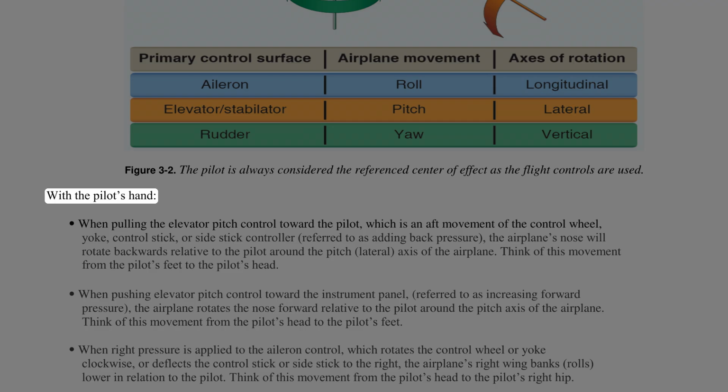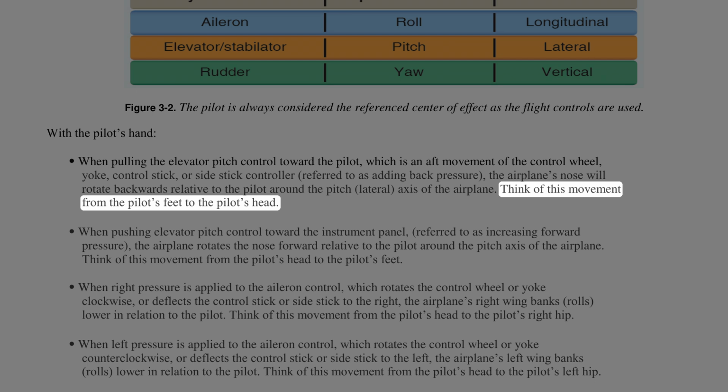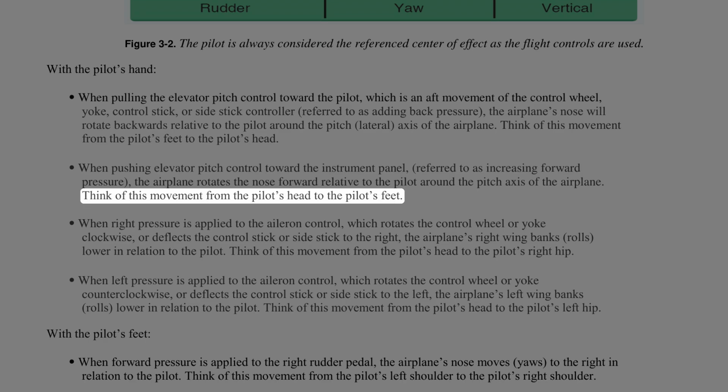With the pilot's hand, when pulling the elevator pitch control toward the pilot, which is an aft movement of the control wheel, yoke, control stick, or side stick controller, referred to as adding back pressure, the airplane's nose will rotate backwards relative to the pilot around the pitch, lateral axis of the airplane. Think of this movement from the pilot's feet to the pilot's head. When pushing elevator pitch control toward the instrument panel, referred to as increasing forward pressure, the airplane rotates the nose forward relative to the pilot around the pitch axis of the airplane. Think of this movement from the pilot's head to the pilot's feet.